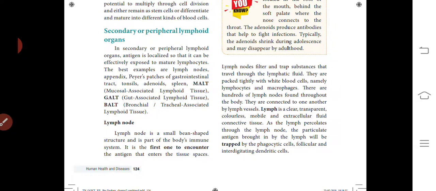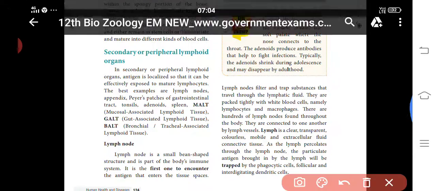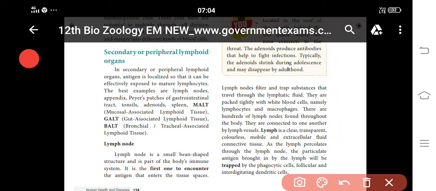So that is the secondary or peripheral lymphoid organs. In the development of the acquired immune response and differentiation, lymphocytes migrate between these two types of organs. Examples of the lymphoid organs are the lymph nodes, appendix, Peyer's patches, spleen, MALT, GALT, BALT, etc. First, we learn about this lymphoid system.